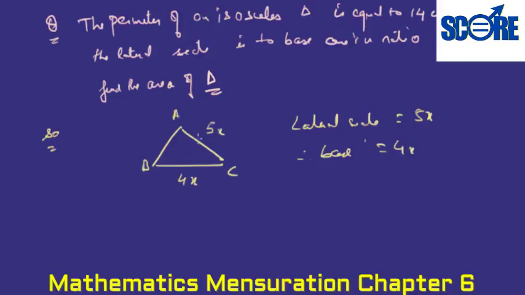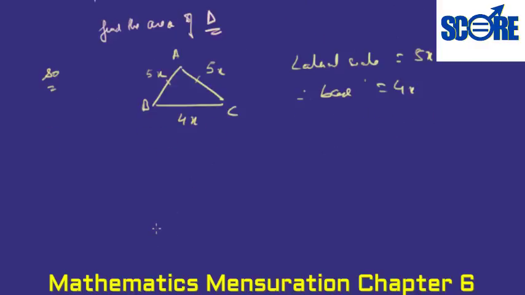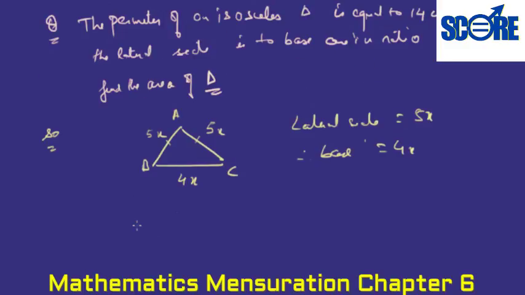Now it's given the isosceles triangle. Let's assume AB equals AC. Now 5x is for making the problem simpler. Now it's given the perimeter is 14. Perimeter is the sum of all the sides, that is 5x plus 5x plus 4x is equal to 14. Now 5 plus 5 is 10, plus 4 is 14x. 14x equals 14. Therefore x is 1 here.